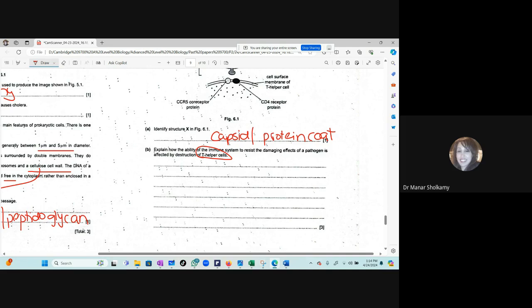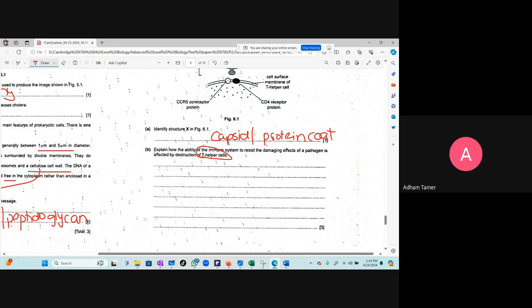For the 10th time, for every exam, this question has to pop up. Immunity question and the action of the T helper cells. We said it so many times. I'm not going to say anything. When the T helper cells are destroyed, what will happen?